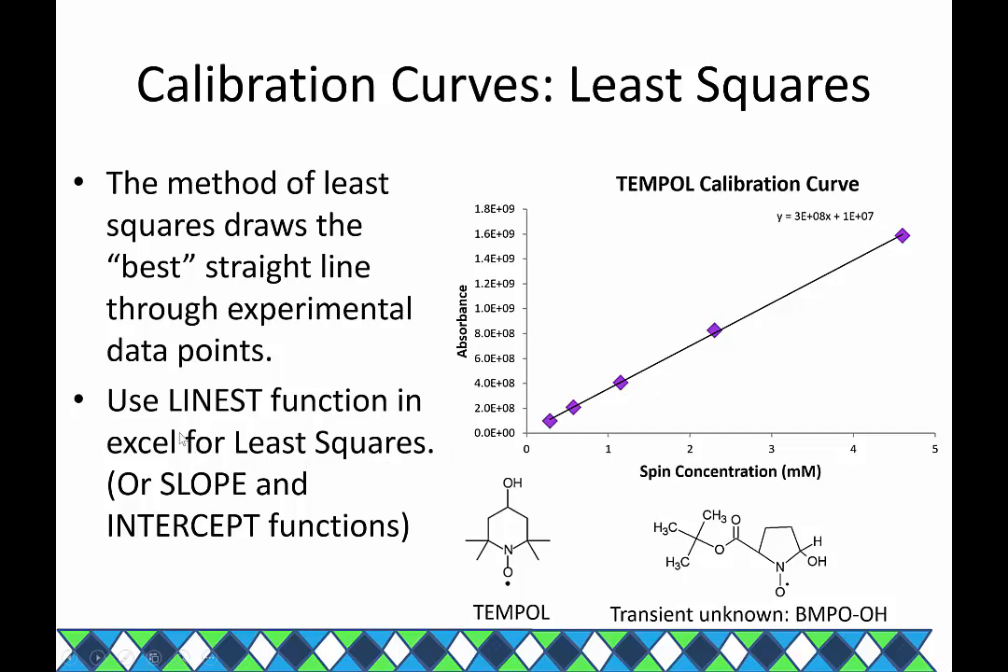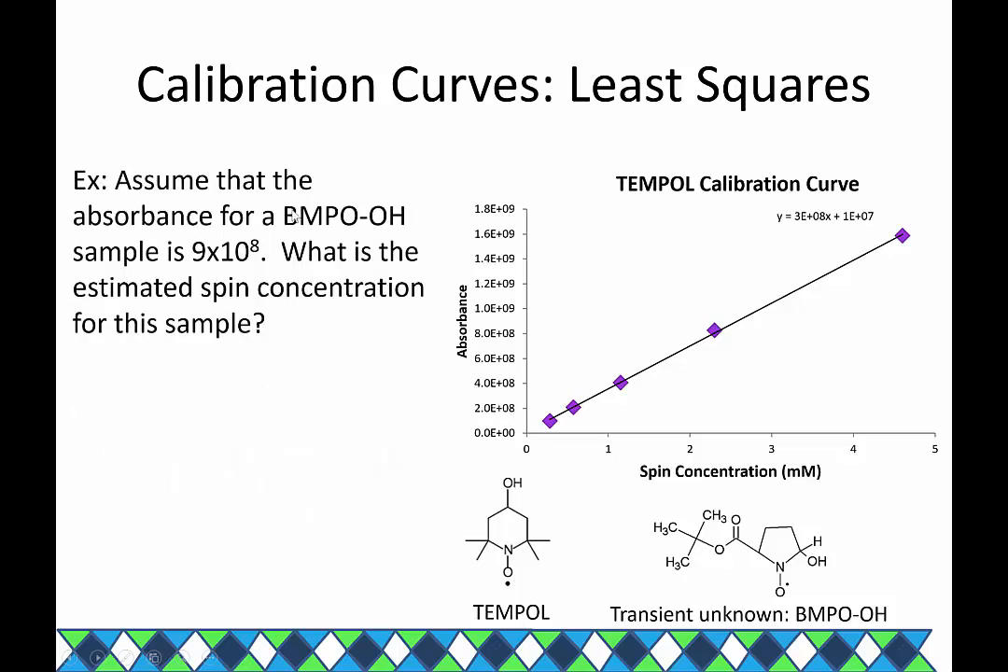And you can use the Linest function in Excel for least squares, and that will give you your slope and your intercept along with several other parameters, or you can use the slope and the intercept functions in Excel. So that's how you would do that in Excel. But I just want to do a quick example.